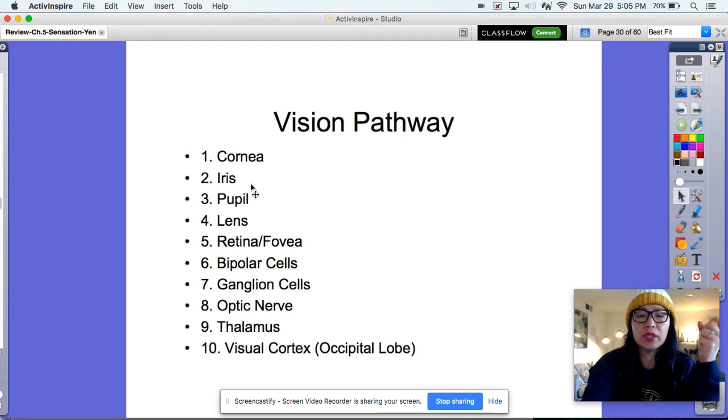Okay, so remember the visual pathway. It goes from cornea, iris, pupil, lens, retina, fovea, bipolar, ganglion, optic nerve, thalamus, visual cortex, or occipital lobe. So the acronym was CAN I P like really fast before going out to vote. Okay, so can I pee like really fast before going out to vote, essentially the pathway.